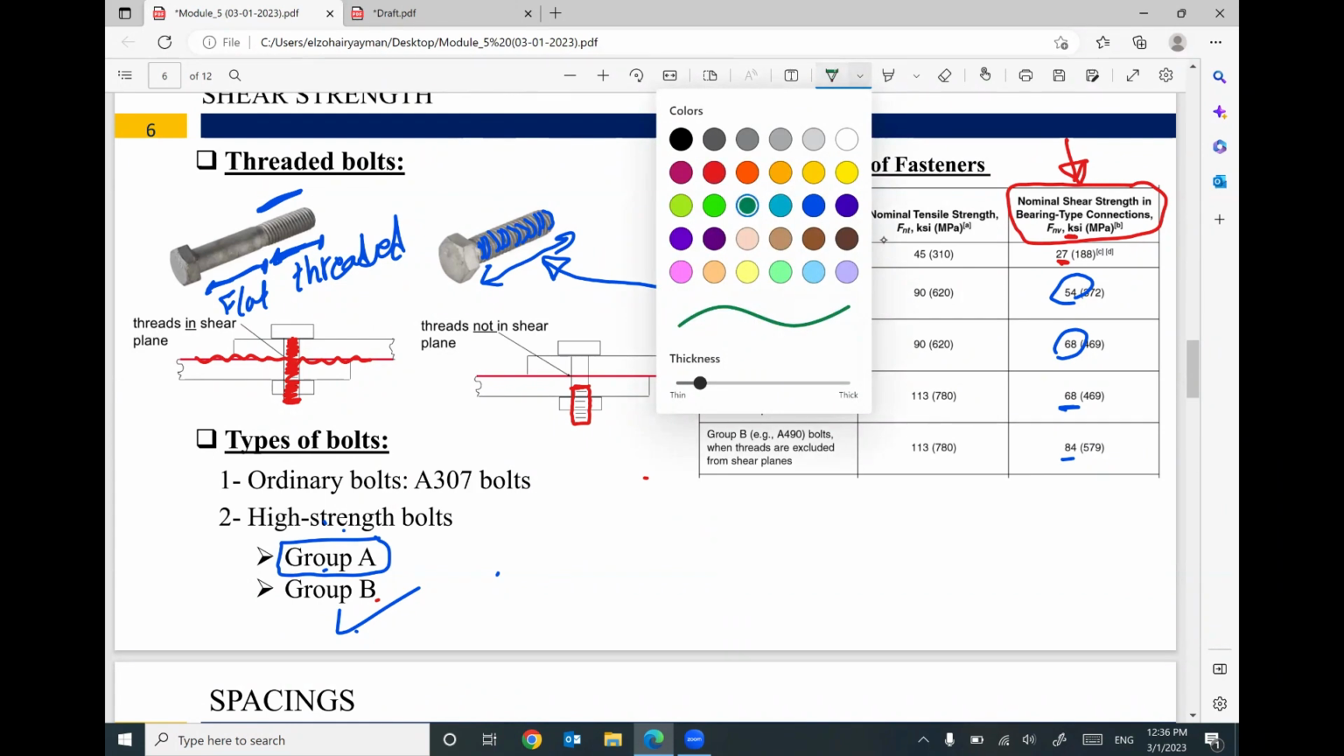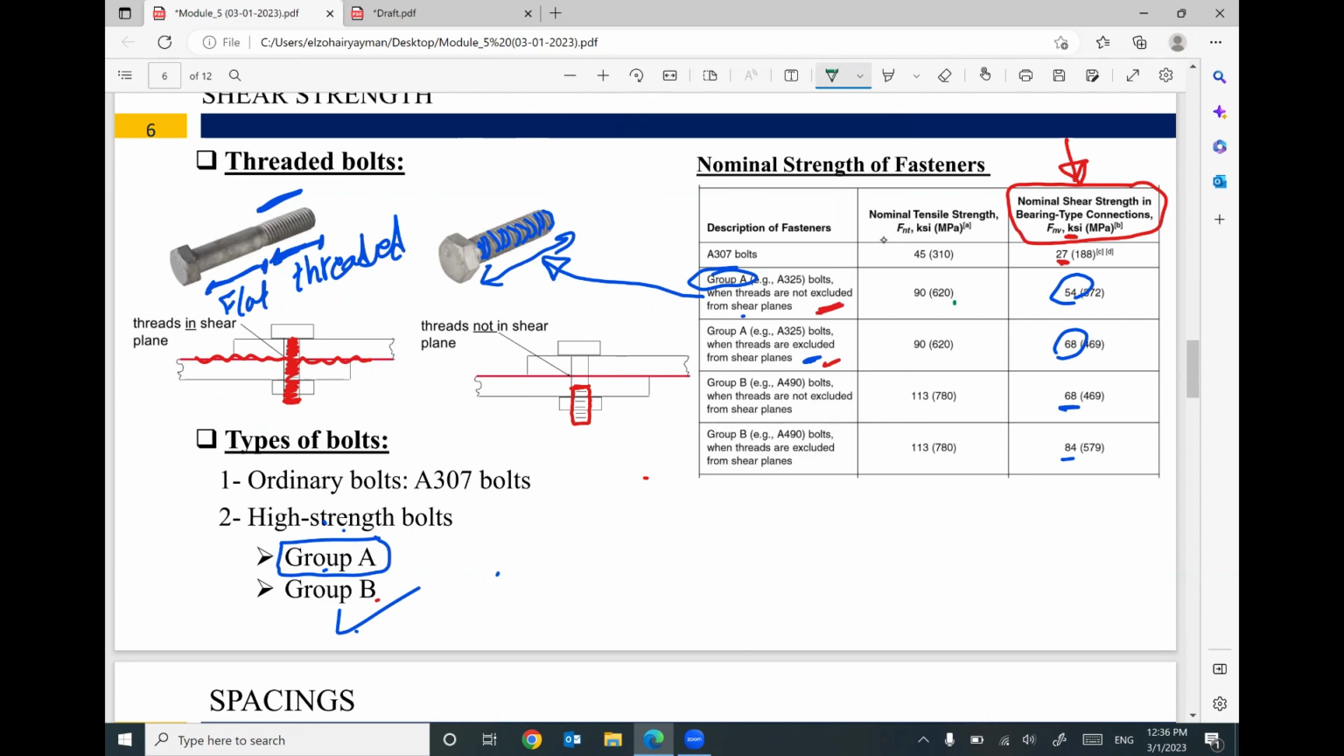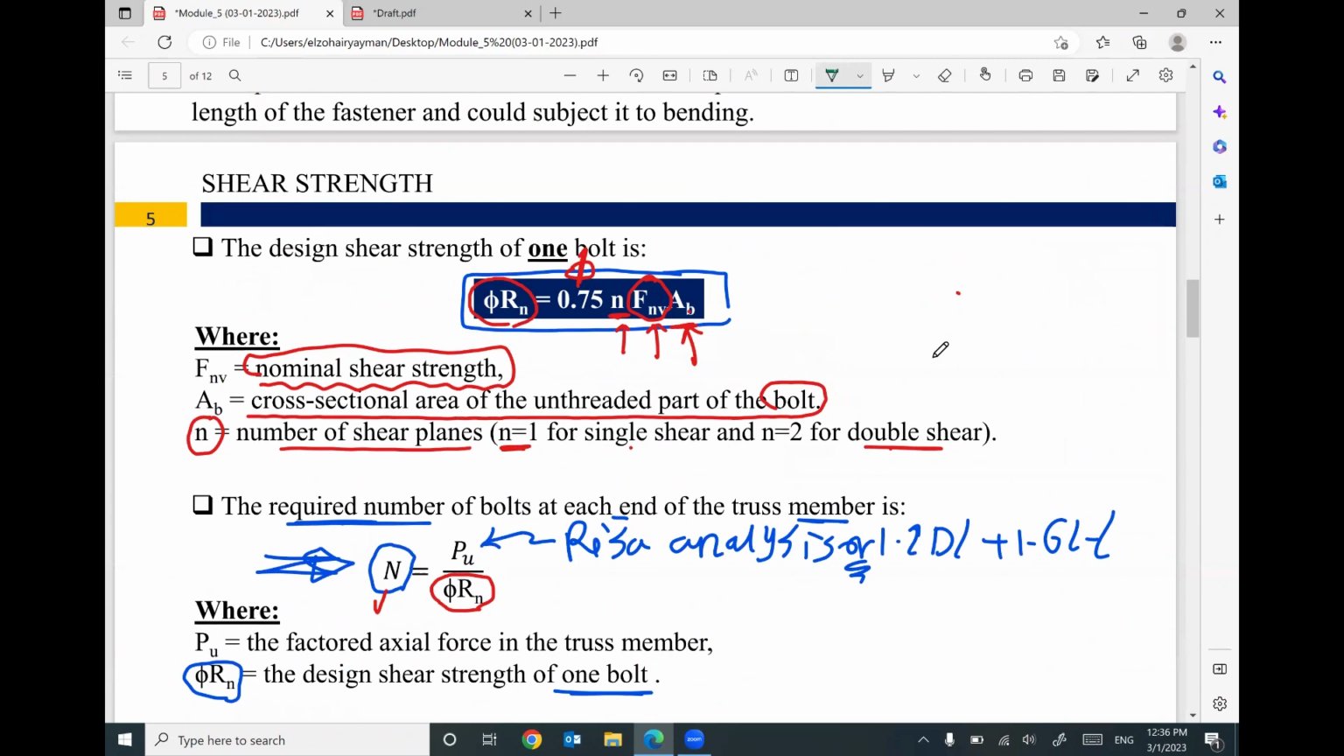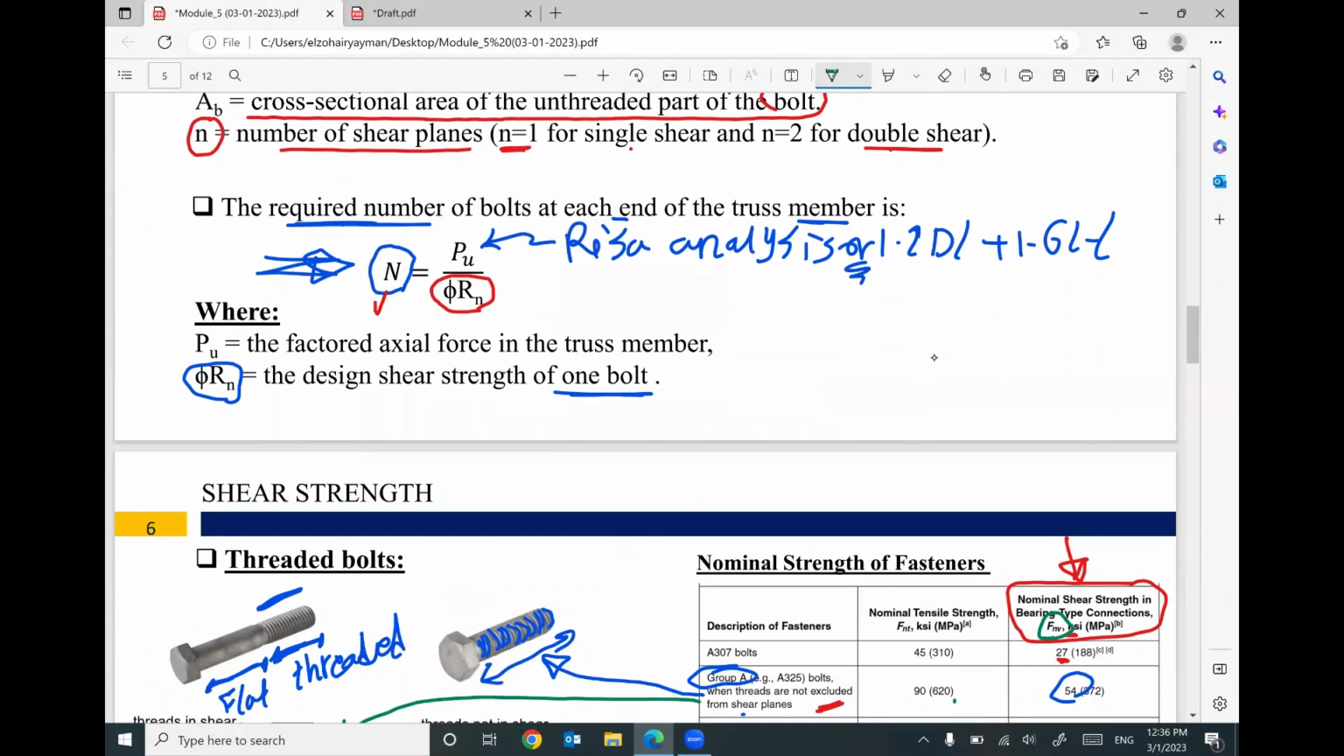I can explain it in more detail. So the first case, that threads are not excluded, that means you are in this case. If the threads are excluded from the shear plane, you are in this case. That makes sense? As I told you, once you decide what the value of F in V is, go back here and put F in V and the area of the bolt and the number of shearing planes times 0.75. You can find the design shear strength.